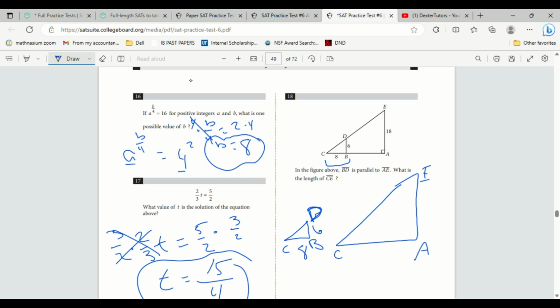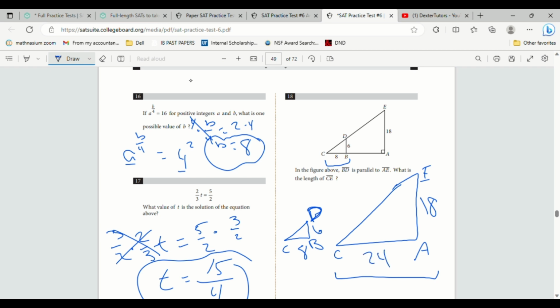And so now we can recognize that DB and EA are proportional. It's just that EA is 18 and DB is 6. So we can see that 6 times 3 is 18. So all of the side lengths on this bigger triangle are 3 times the side lengths of the smaller triangle. So what is CA? If CB is 8, well, CA is 24.